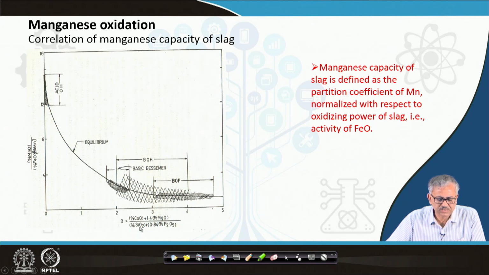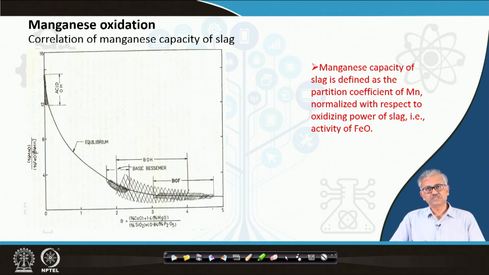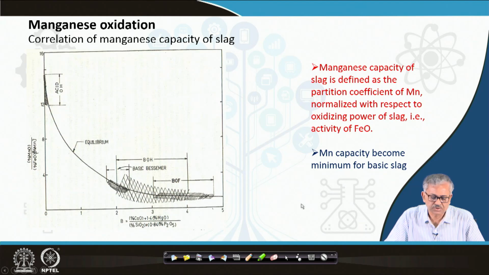So this is the way the basicity has been defined, and you can find that in the acid open hearth furnace, manganese capacity is maximum because the slag is acidic, and when the slag becomes basic, like in the basic open hearth, in all these cases the activity becomes very low. So the capacity of the slag for manganese becomes low. Okay, so under basic slag condition the manganese capacity is quite low, and under acid slag condition the manganese capacity is high. It is obvious. So manganese capacity becomes minimum for the basic slag.